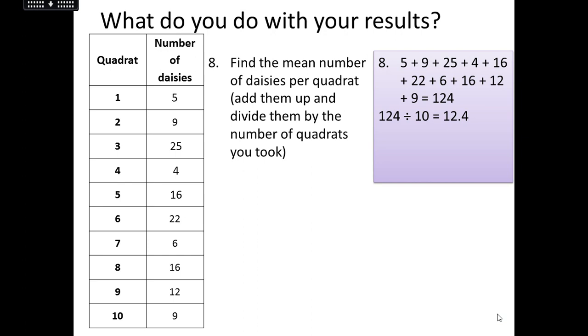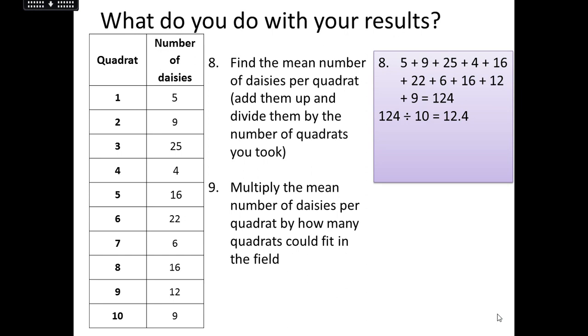Some people argue that you should round to the nearest whole number, so either up or down, depending on what the decimal is, because you can't have 0.4 of a daisy. But I would be careful of that, just because sometimes in exams they like you to go to 2 decimal places a lot, so I wouldn't do any rounding until the end. So keep your decimal points right until you've got your end result.